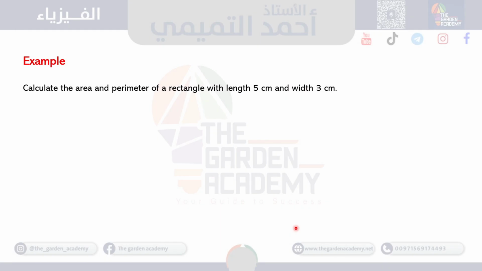Starting with example 1, calculate the area and the perimeter of a rectangle with length 5 centimeters and width 3 centimeters. Let's start with the area. The area is equal to A times B. Let's assume that A is equal to 5 and B is equal to 3 based on the question. So we will say that 5 times 3 is equal to 15. We can say also 3 times 5, it's basically the same thing, B times A. What about the perimeter? The perimeter is equal to 2A plus 2B, which is equivalent to 2 times 5 plus 2 times 3, which gives us 16.